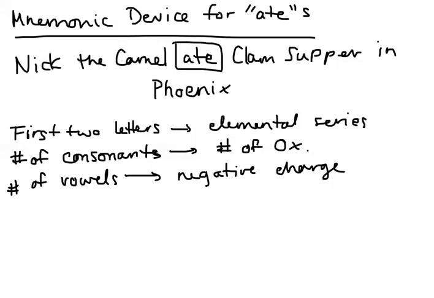What's up? So camel is carbon. Yes, so camel, because it's the first 2 letters, so camel is carbon and clam is chlorine. Okay.